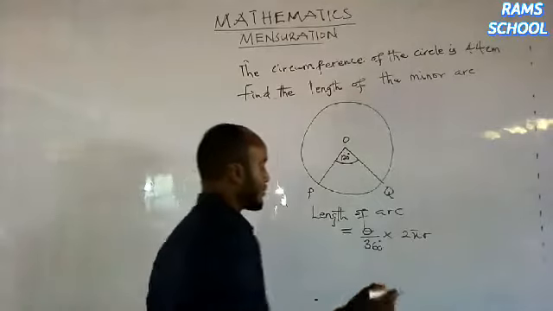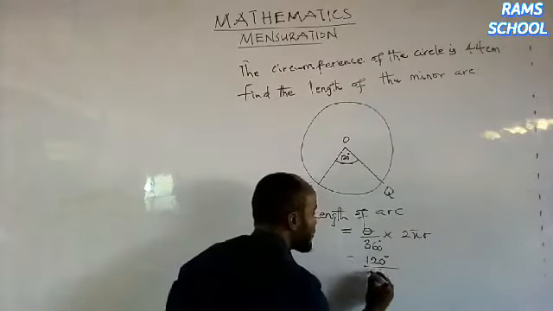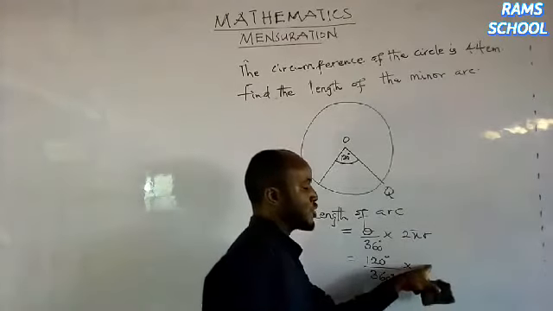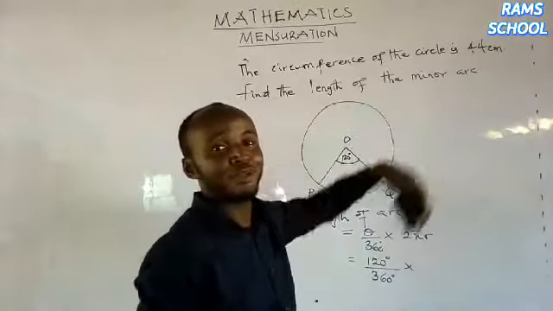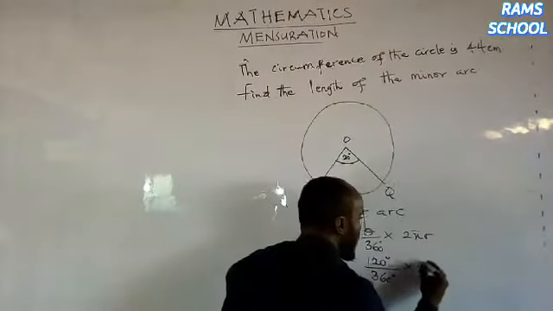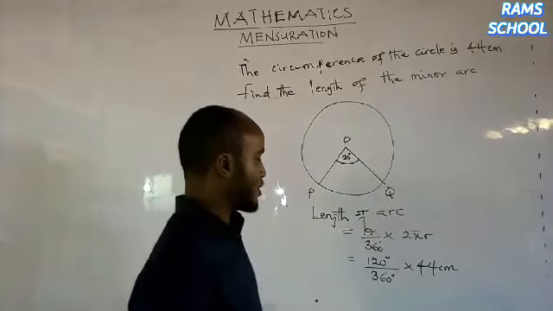It becomes very simple. So we get 120 degrees out of 360 degrees times, so don't go and write 2 times 22 out of 7 times r. You don't know any r. You can find it, but it's not important. Just put the circumference there. So times 44 centimeters. It becomes too easy for you to even solve.